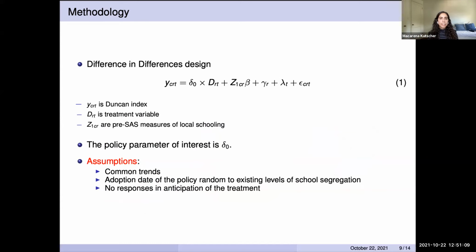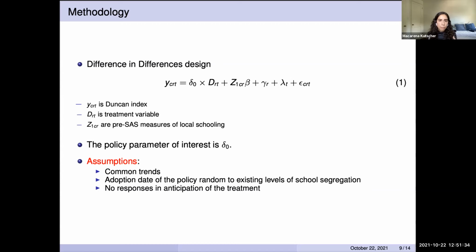So we take advantage of the longitudinal dimension of our data, as well as the gradual implementation of the policy to estimate its impact on school segregation. In particular, we follow a standard difference-in-differences strategy, where the outcome variable is the Duncan index in municipality c in region r at time t.